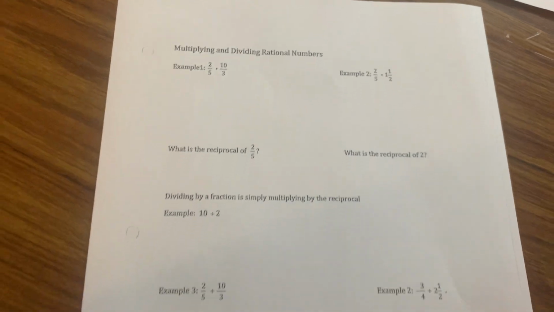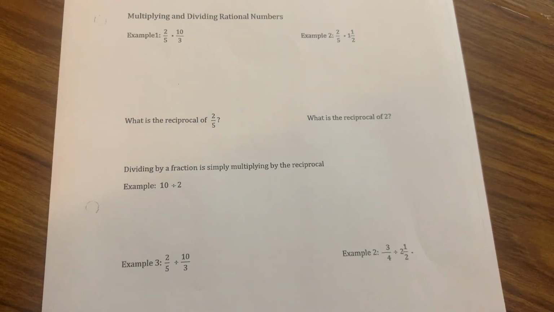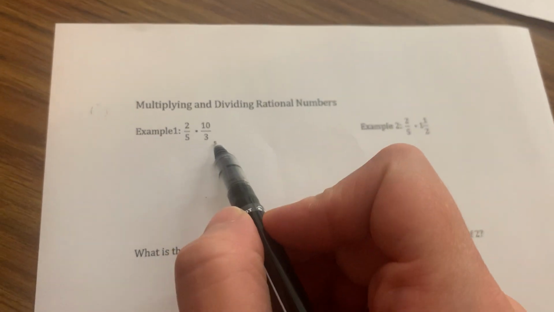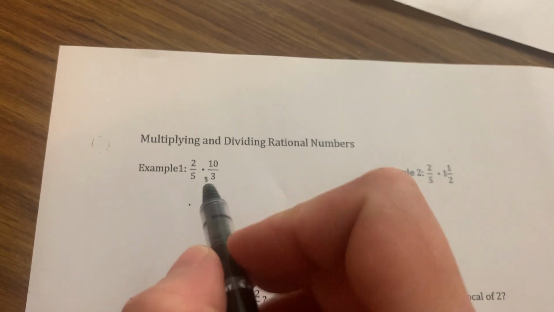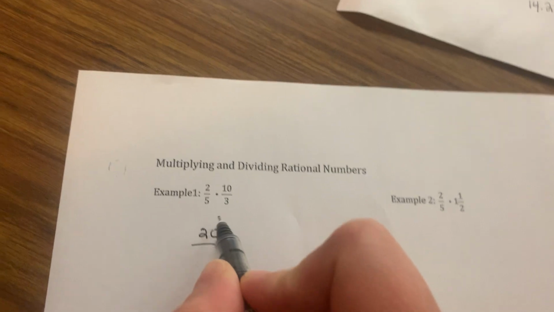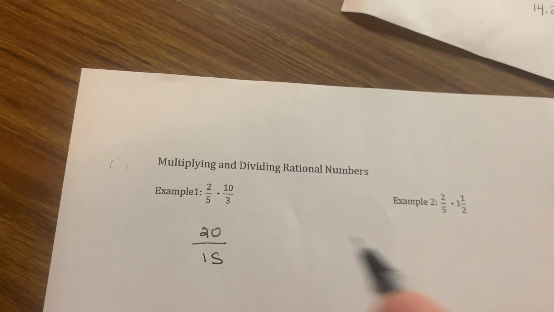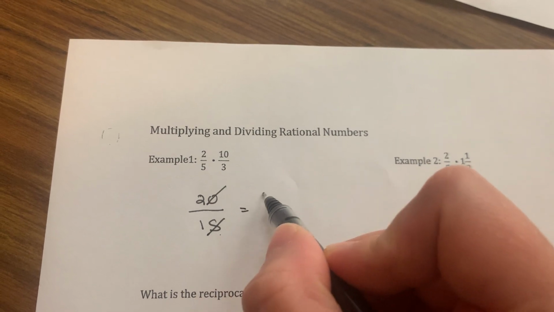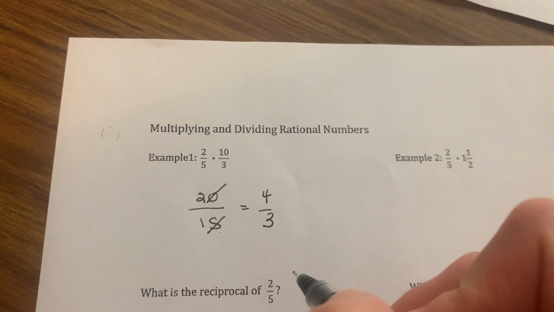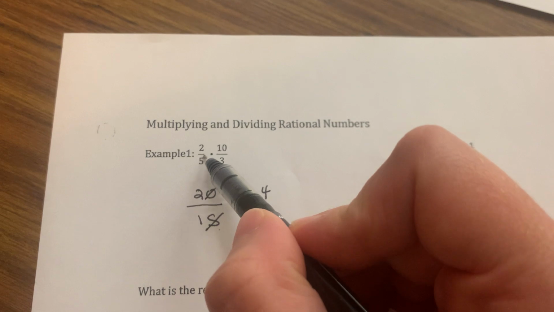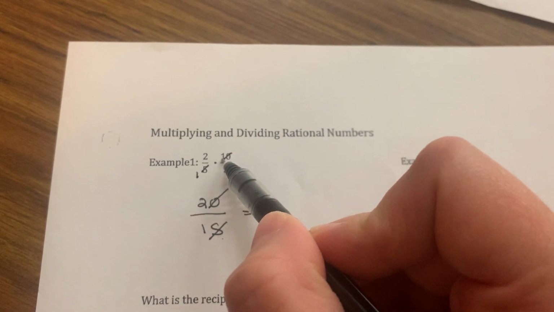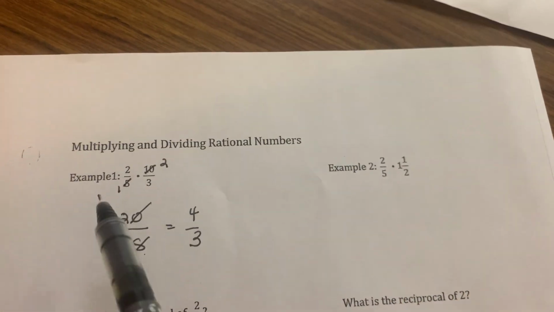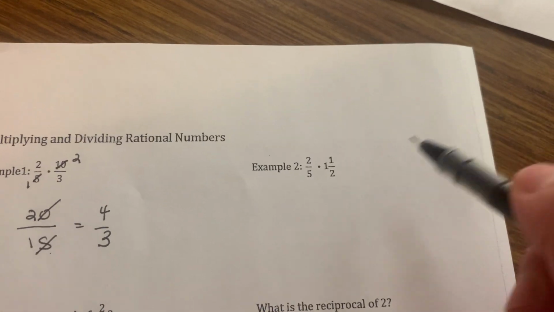Last part, multiplying and dividing fractions. Very simple. When you multiply, it's the easy one, you just multiply across. 20 over 15. Well, I see they both contain a 5, so I'm going to remove a 5 from both, and I'm going to get 4 over 3. You could have beforehand saw that that was going to happen and removed a 5, and 10 divided by 5 is 2, and got 4 over 3. Either way works. I tend to like going across then reducing.